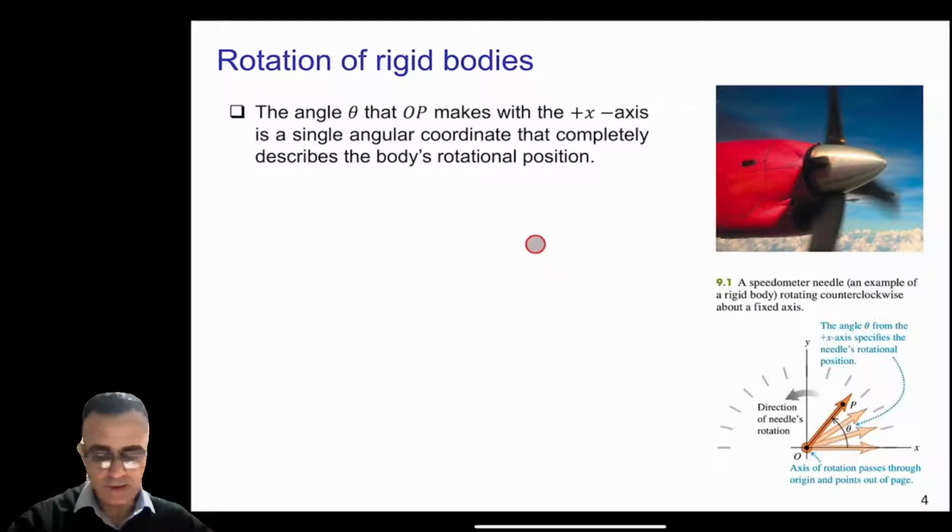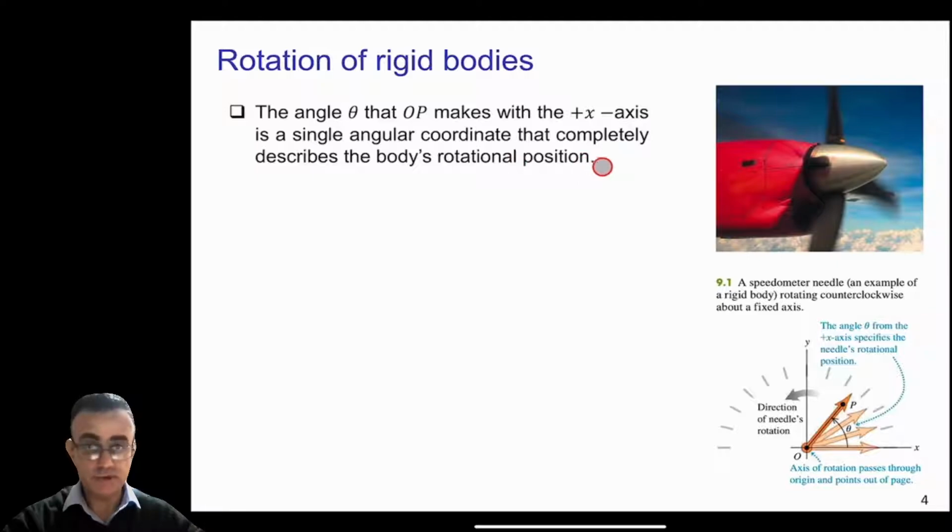So now there is the angle theta that OP makes with the positive x-axis, as you can see here. This angle theta which OP makes with the positive x-axis is a single angular coordinate that completely describes the body's rotational position. So instead of two coordinates x and y, we will use only one, theta, and as the distance of P from O is not changing, only theta is enough to describe its motion.